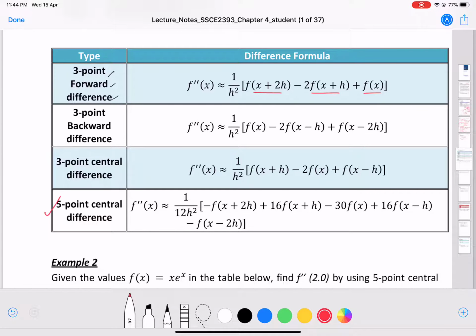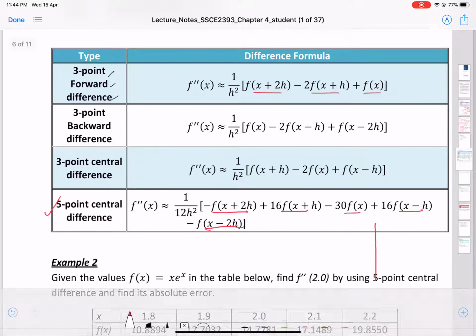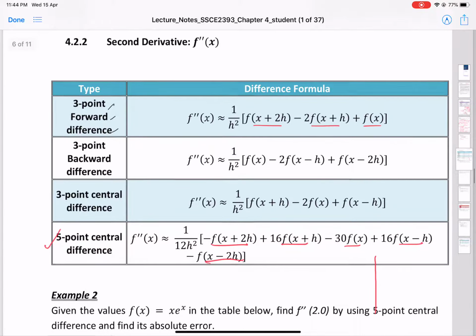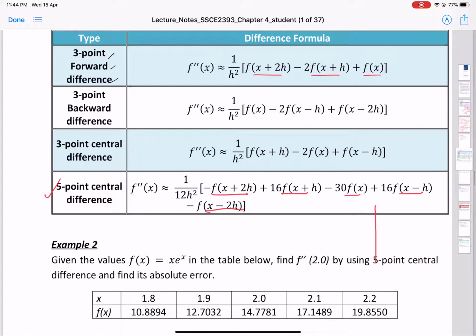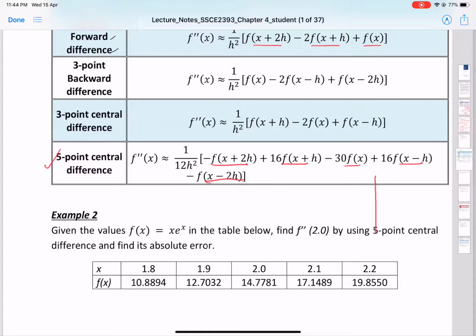And we also have the 5-point central difference formula, because we use 5 points: 1, 2, 3, 4, and 5 to find the second derivative. And how we find this formula, we also can derive as usual by using the Taylor series expansion about a point: x plus h or x minus h, x plus 2h, x minus 2h. But you don't need to worry about that one. You only need to know how to use it.